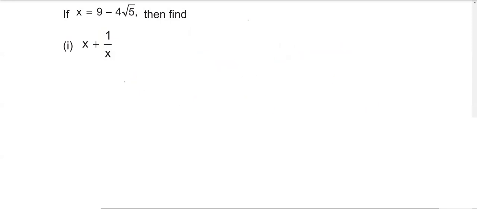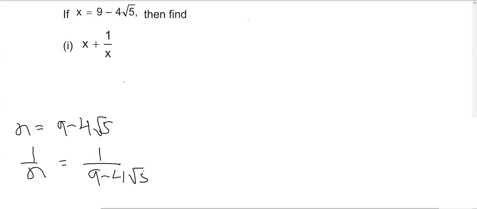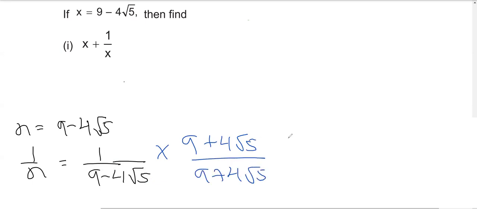So I'm doing the first part. We have x given as 9 minus 4 root 5. So we can say 1 over x will be 1 over 9 minus 4 root 5. But we should not plug in a number with an irrational denominator, so we need to rationalize. Our denominator is in the form of a minus b, so we'll be multiplying and dividing by a plus b. This is 9 plus 4 root 5.